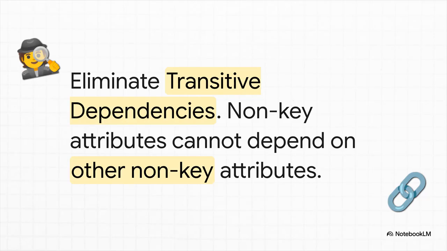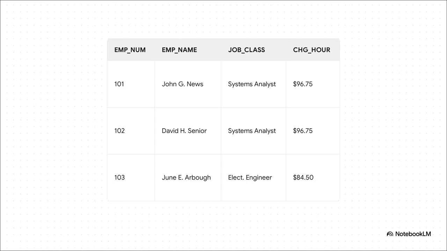We are so close. Our final tidying rule is third normal form, or 3NF. Now this one's a little more subtle. It's about finding these hidden, indirect dependencies. The rule says that every attribute in the table has to depend directly on the primary key, and not on some other attribute in the table. So let's take a look at our new employee table. It's got the employee number, their name, their job class, and the charge per hour for that job.